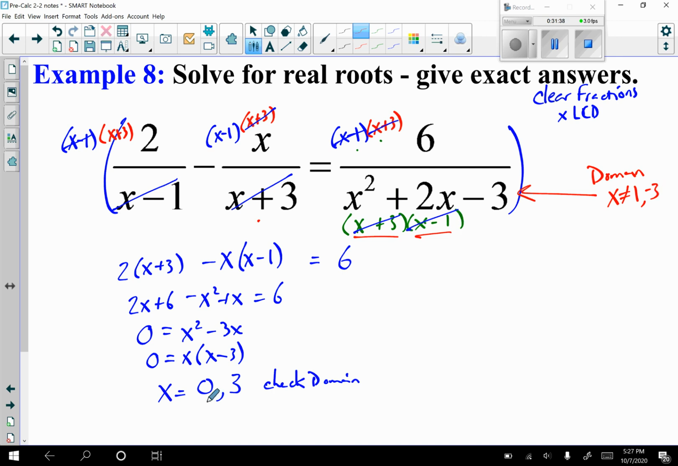We got a 0, which isn't a domain restriction. We got a positive 3, which is good. So both of those are okay. So check the domain means check denominators. Really, you can do that right away. Right when you see this problem, as long as I don't get a 1 or a negative 3, I'm good. Then we solve it. We didn't get those. We have two solutions here. So watch out for restrictions on the denominators. You can't have those as answers.